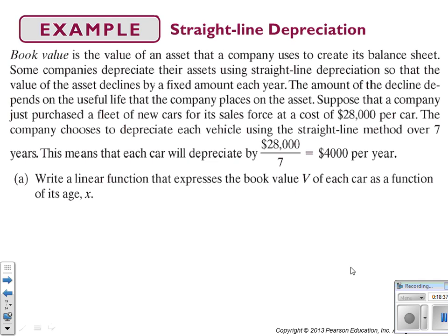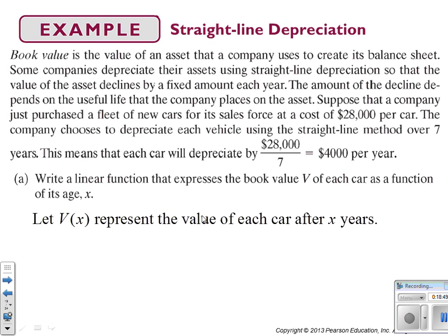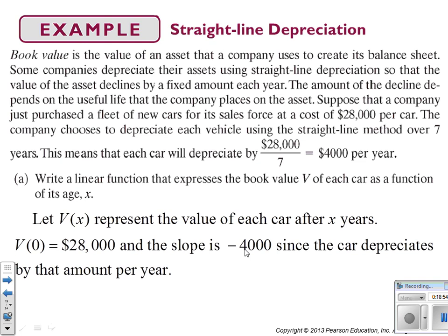We're going to write a linear function that expresses the book value of each car as a function of its age. We're going to let b of x represent the value of each car after x years. We're going to let b of 0 be $28,000 because that's how much the value of our car starts. And the slope is negative 4,000 since that's our change every year. We're decreasing by 4,000. So the equation is b of x equals negative 4,000x plus 28,000.